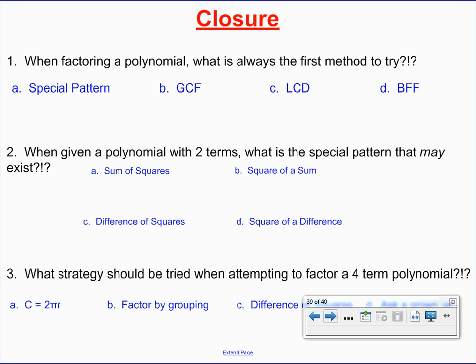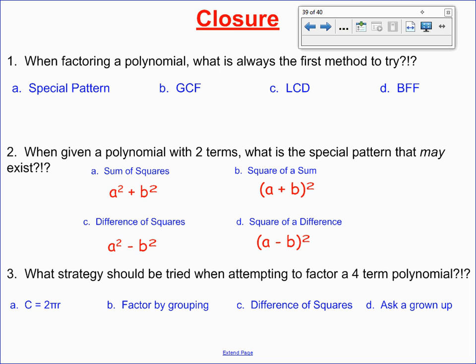When factoring a polynomial, what's always the first method to try? When given a polynomial with 2 terms, what's the special pattern that may exist? It could be a sum of squares, or a square of a sum, or a difference of squares, or a square of a difference. And lastly, what strategy should be tried when attempting to factor a 4-term polynomial? Go ahead and complete these and be ready to share with the class when I call on you.